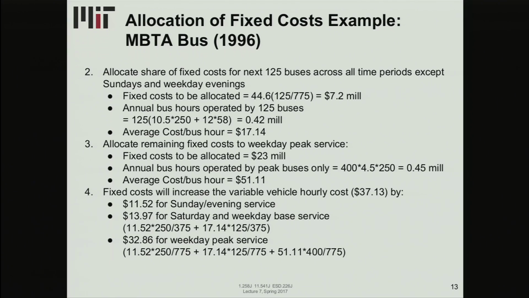We want to have a model that is sensitive to time periods. So for Sunday evening service, we will increase the $37.13 by $11.52.